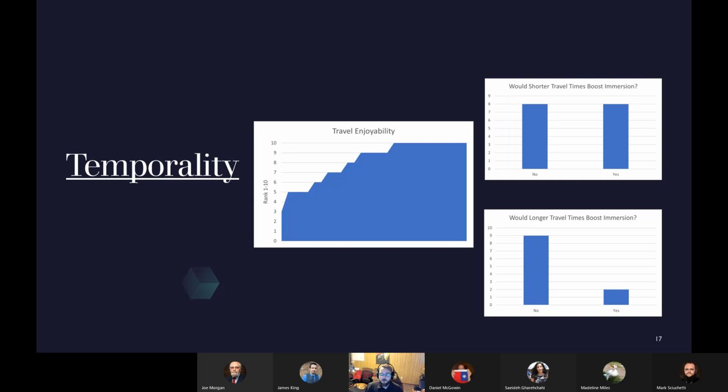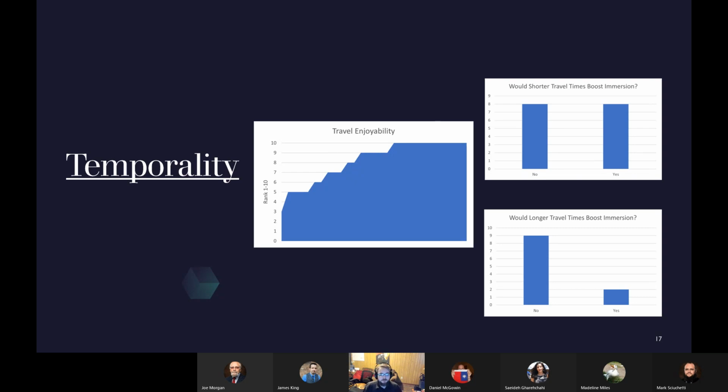The next two graphs ask if shorter or longer travel times would boost their immersion. For the top graph, I have about a 50-50 split of people that think both decreasing the travel time or keeping it the same would boost their immersion. And in the bottom graph, the majority of people say that longer travel times would not boost their immersion, but would hinder it in video games.